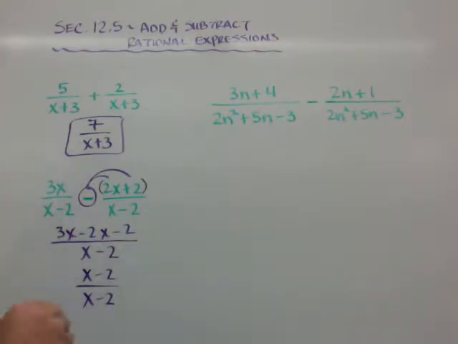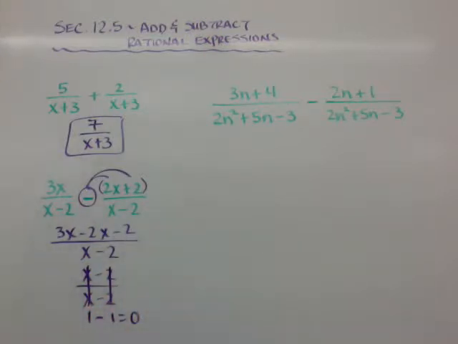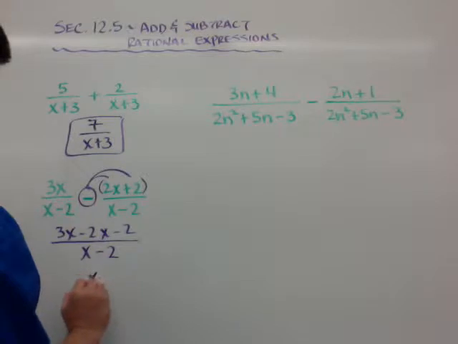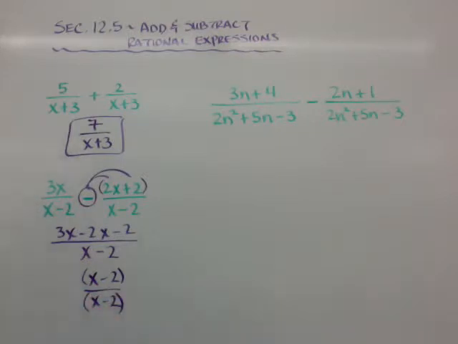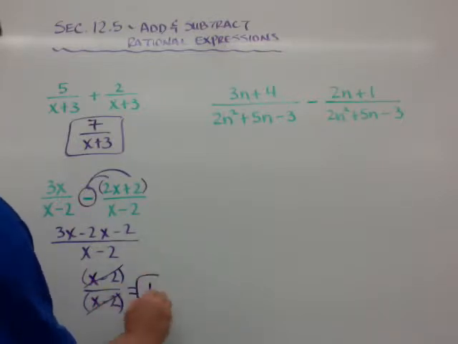Okay. And again, here's something you cannot do. You cannot go 1 minus 1 equals 0. Okay, that's wrong. What you need to do is, because it's over the denominator this way, a binomial, you have to think of it as being a binomial with parentheses. So anything divided by itself, x minus 2 divided by x minus 2, is equal to 1. So your answer would be 1.